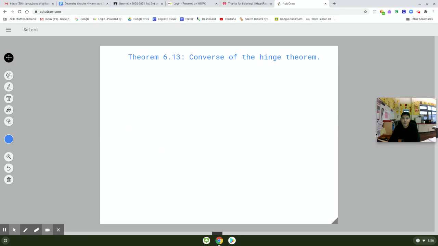Before we go over the converse of the hinge theorem, you know what a converse is. If you didn't notice, the hinge theorem is actually written as a conditional statement, so you could take the converse of that. But here's what the converse of the hinge theorem states.